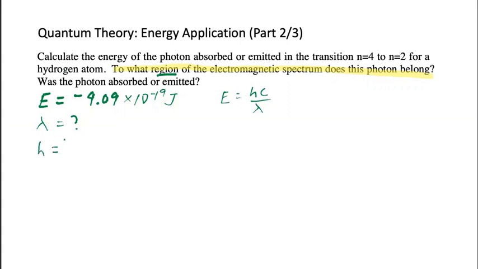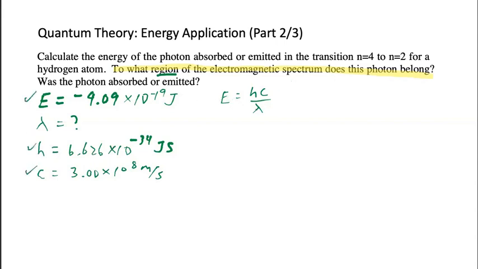And h and c, they're both constant. So h would be 6.626 times 10 to the negative 34 joules seconds. And c is the speed of light, 3.00 times 10 to the 8. Sometimes they have 2.99. I'll just put 3.00, depending on which data booklet you're using. Anyways, so now we have 3 known variables, and we're just finding one unknown.